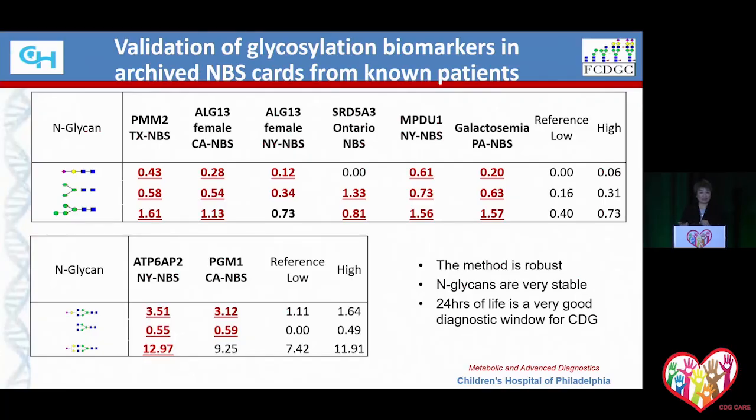needed this data for the grant proposal, and we were able to get the cards 2 months before we submitted the grant proposal. So this study convinced me that our method is robust. We can separate CDG from the normal controls, and N-glycans are very stable, and they survive after decades in storage. And 24 hours of life is actually a very good diagnostic window for CDG.